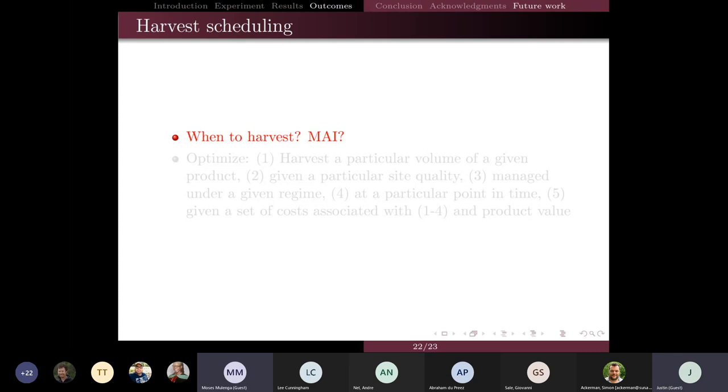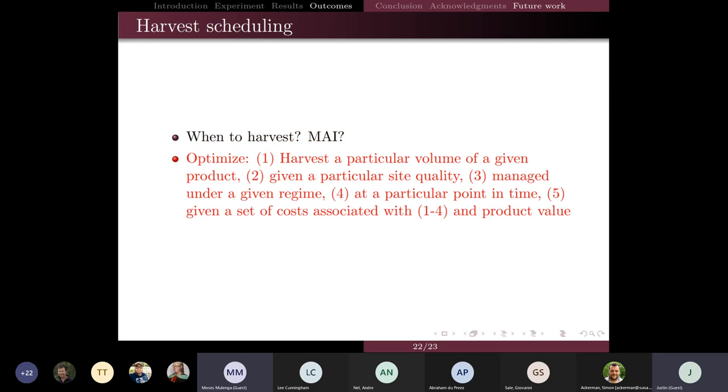One of the questions that popped up as well was, as absurd as it might sound, what if we delay some stands on some good sites? What if we push them back? What is the consequence? Is there some way that we can squeeze out some value, that we can add some value by considering these factors, including, for example, these wood property curves in harvest scheduling? And so the idea is, at large, to optimize the harvest of a particular volume of a given product of a given stand, given a particular site quality, managed under a given regime and at a particular point in time, and then given the set of costs associated with all these factors for a particular product.